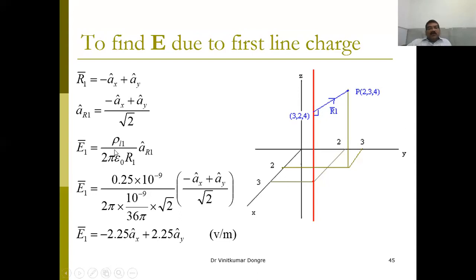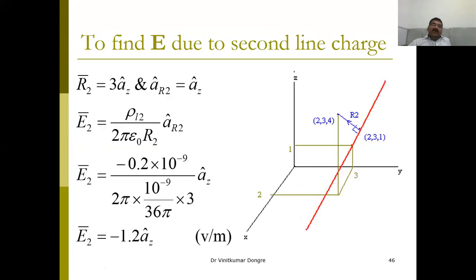The formula is there. Don't forget the formula: E equals rho L1 upon 2 pi epsilon 0 R1 AR. Okay, this is the formula. So put rho L1. For the first line charge, the line charge density is 0.25 into 10 to the power minus 9, and the values are put. This calculation is done, so you got this much as the answer.